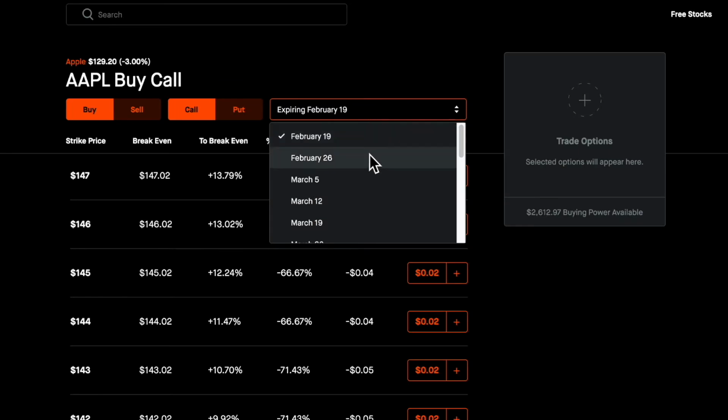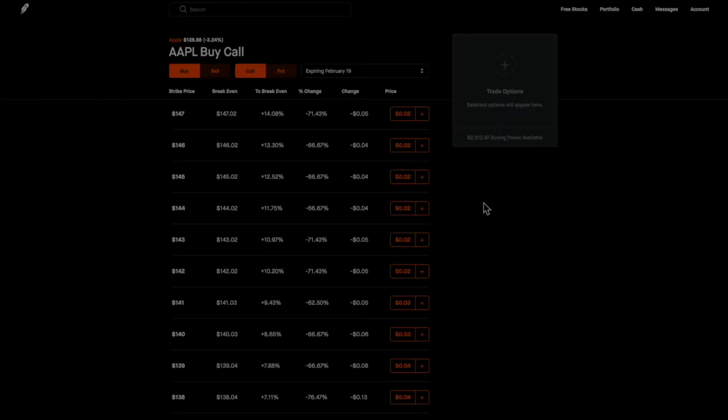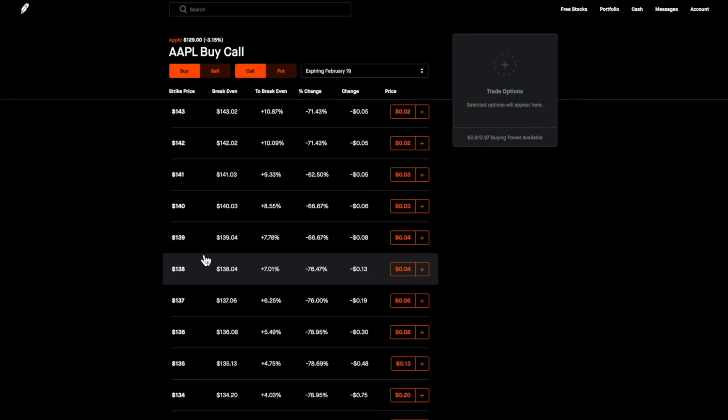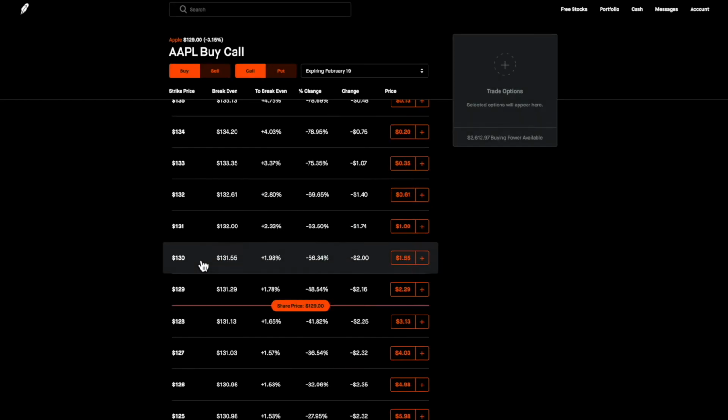Because options let you customize, you can pick a date that is close to when the stock is going to hit your target. So in our example, the product launch is happening this week, so I'm going to choose the one that's closest. And the next part is to select something called a strike price. A strike price is basically where your trade starts to make a profit.